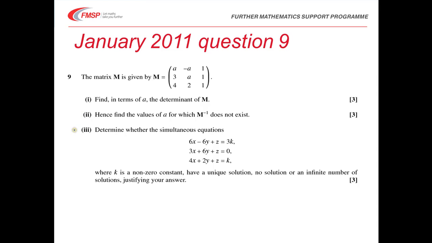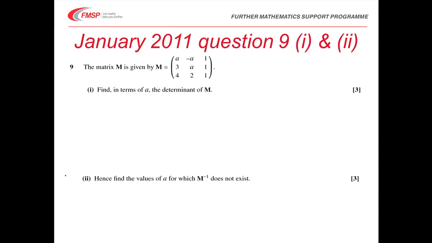And then in part 3, we've got to determine whether the simultaneous equations that are given here, where k is a non-zero constant, so you've got a constant k here, have a unique solution, no solution, or an infinite number of solutions, and we've got to justify our answers. So let's take the first two parts, and we'll have a look at those first of all.